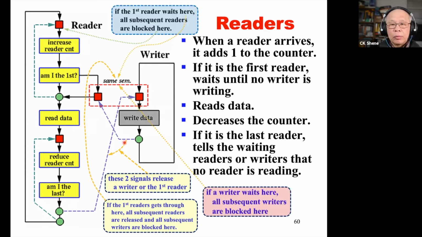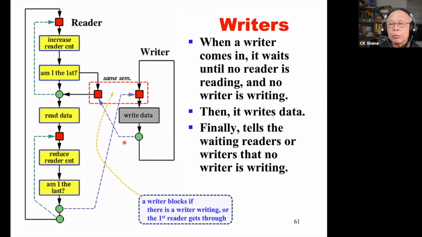So this is the complete set of annotations for the reader. Please review it carefully. Then the writer is so simple. The writer competes to get through the semaphore. If it could, then it writes. And then release the semaphore and come back. So the writer is very simple.